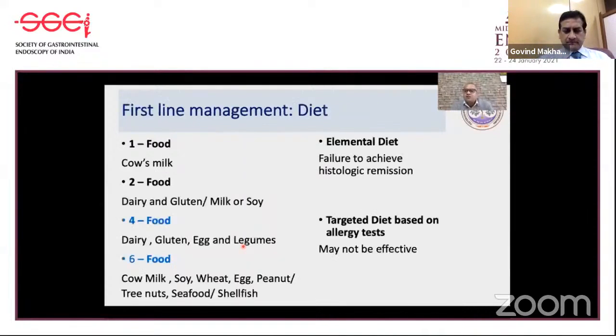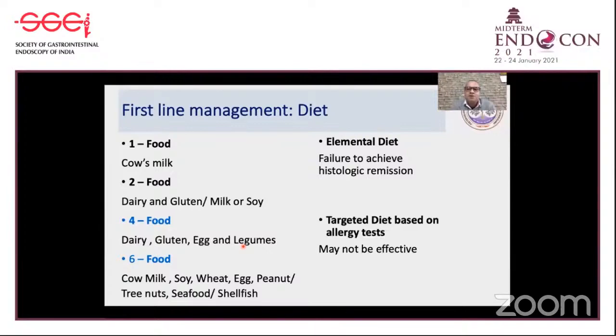Now, once you have excluded these things and you're pretty certain that the underlying diagnosis is of an eosinophilic gastrointestinal disorder, what is the line of management? The first line of therapy is dietary therapy. And what has been seen is that there may not be much role for targeted diet, which is chosen on the basis of allergy tests. Rather, a 4-food or a 6-food elimination diet could be a good initial therapy. And elemental diet succeeds in most of the patients, although it is difficult to administer.